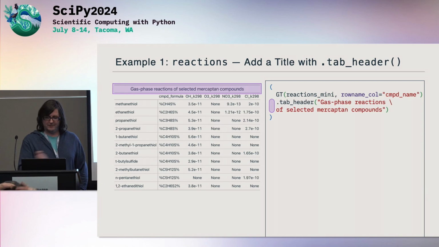Then we're going to add a title. We do that with tab header. That's the method. So it's just a bunch of methods that we're using, with very simple arguments to build up the table. So there's the title.